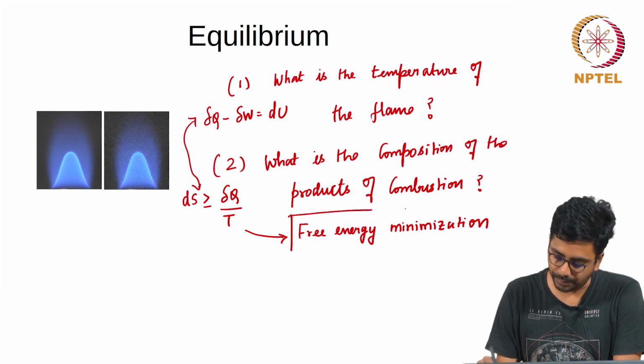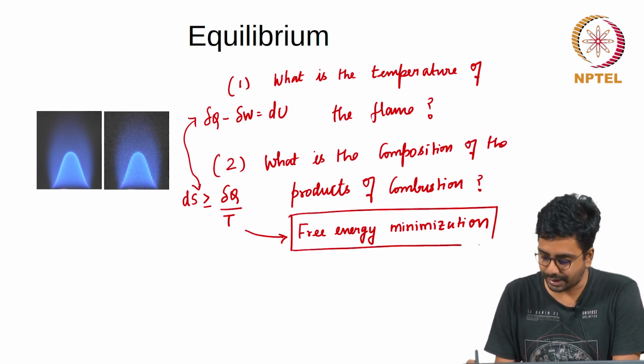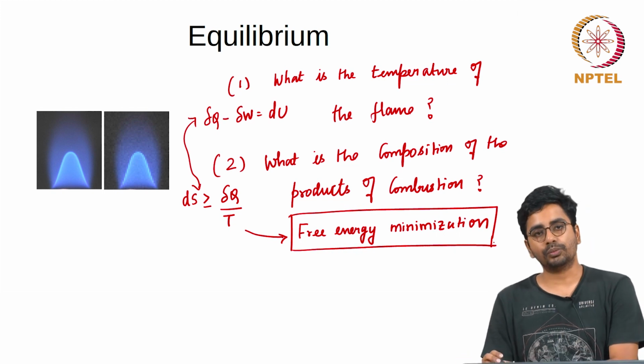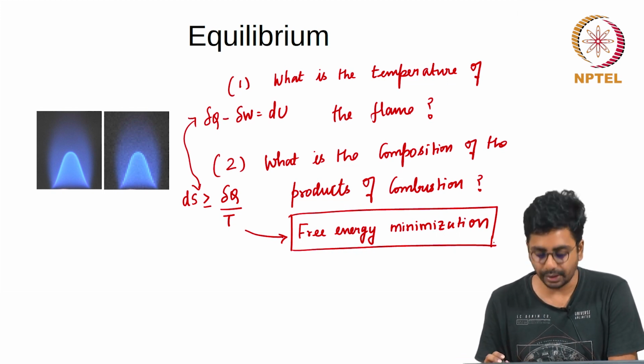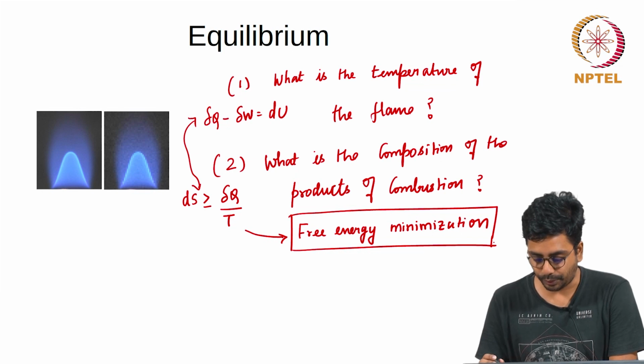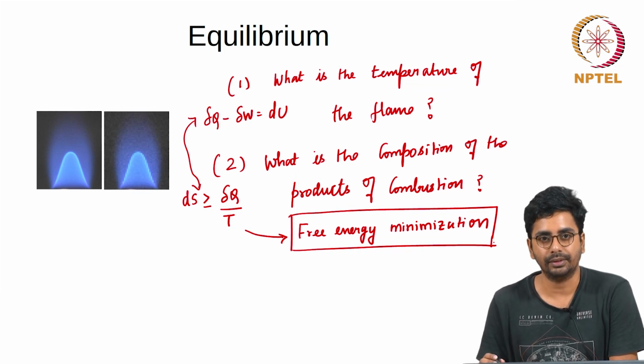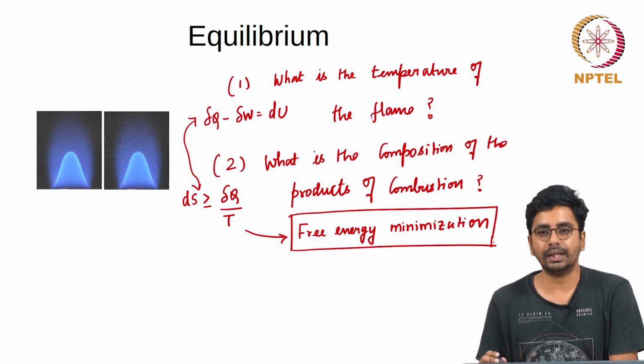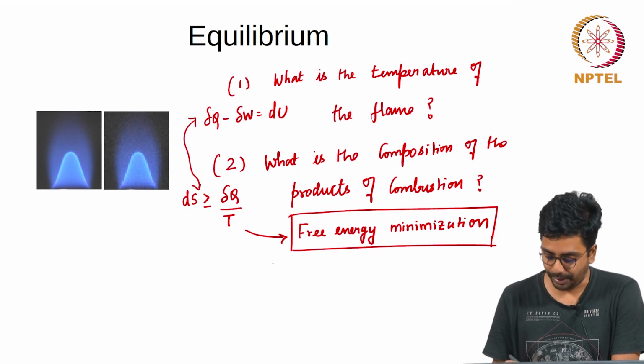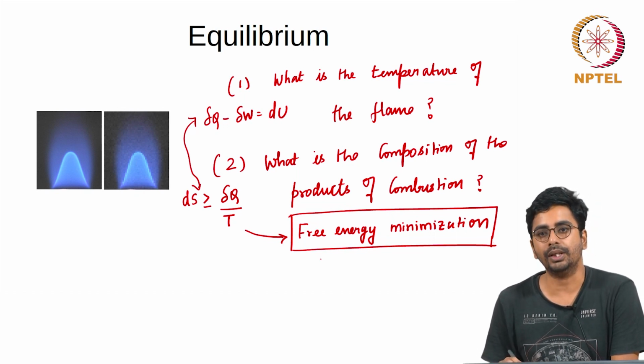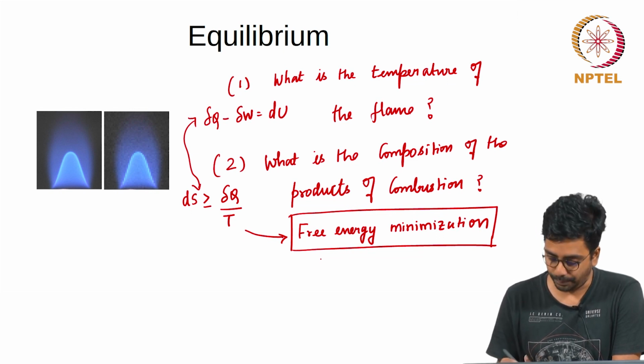So, these two principles combine to give us the free energy minimization principle, which is what is used in all equilibrium calculation codes to calculate the equilibrium states. Okay. So, the temperature at the equilibrium state is called the adiabatic flame temperature, an important fundamental property of a given fuel oxidizer mixture and the initial temperature and pressure.